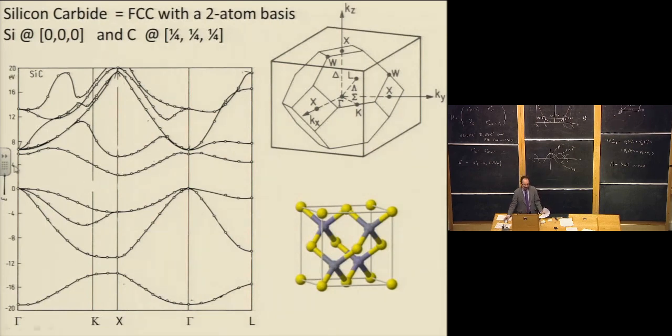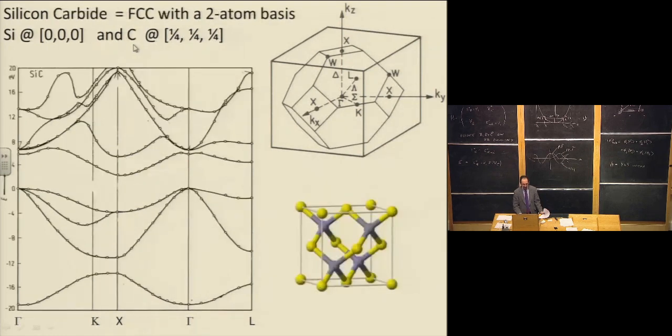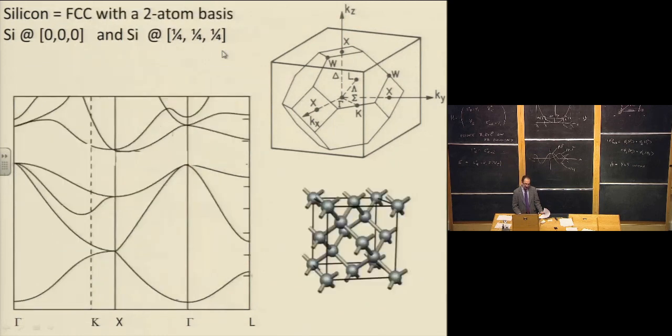So the question was about comparing something like this to something like silicon. So this is silicon here. It looks almost exactly like silicon carbide. The only difference is instead of carbon at 1/4, 1/4, 1/4, you replace those carbons with another silicon. So it's all silicon. Silicon at 0, 0, 0, and silicon at 1/4, 1/4, 1/4. We've seen this structure before too.